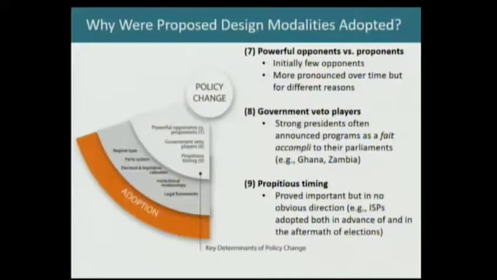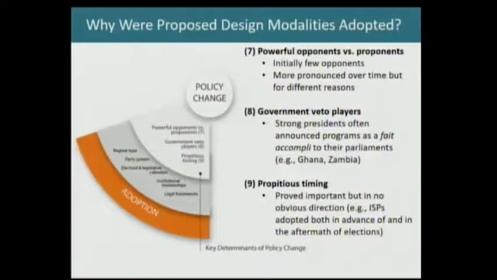Government veto players, this reflects a political science term which refers to the sufficient set of actors whose consent you need in order for a policy to go forward. And all three countries are strongly presidential systems. They have proactive presidencies. The legislatures are incredibly weak. And as I mentioned earlier, the presidents were very strong advocates of these programs. In Ghana and Zambia, it was almost as if President Mwanawasa of Zambia and Kufuor of Ghana basically announced these programs as a fait accompli to their parliaments.